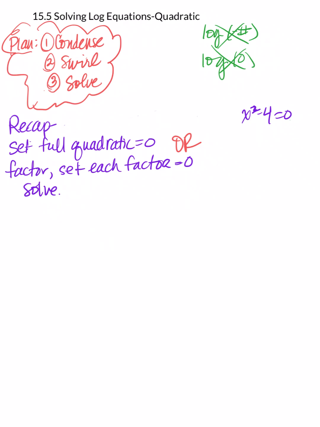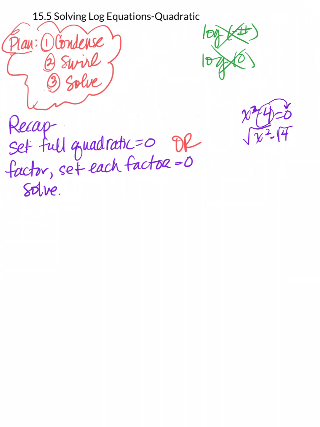Now, how did we do quadratics? So when we solve a quadratic, we set the full thing equal to 0. We factor it, then we set each factor equal to 0 and solve for x, okay? That is one way we could do quadratics. The other way we could do quadratics is if it's something simple like this, you don't have to factor necessarily. You could move this over and set it equal to 4, take the square root.